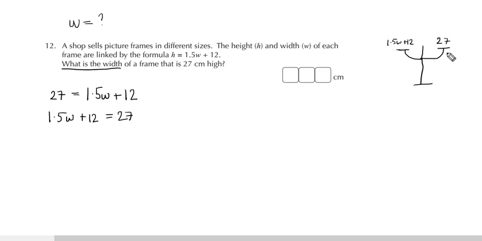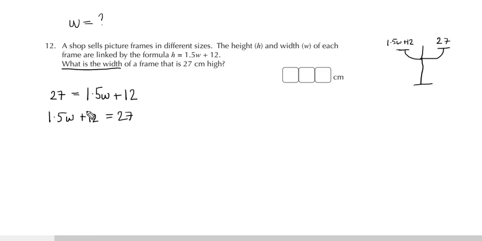What I'm trying to do is find what my answer is supposed to look like. I've got to get this w on its own, so I want to try and isolate this w. So I'm going to start taking some things away. Now, if I take something away from this side of the equation, I also have to take it away from this side of the equation, or it won't balance anymore.